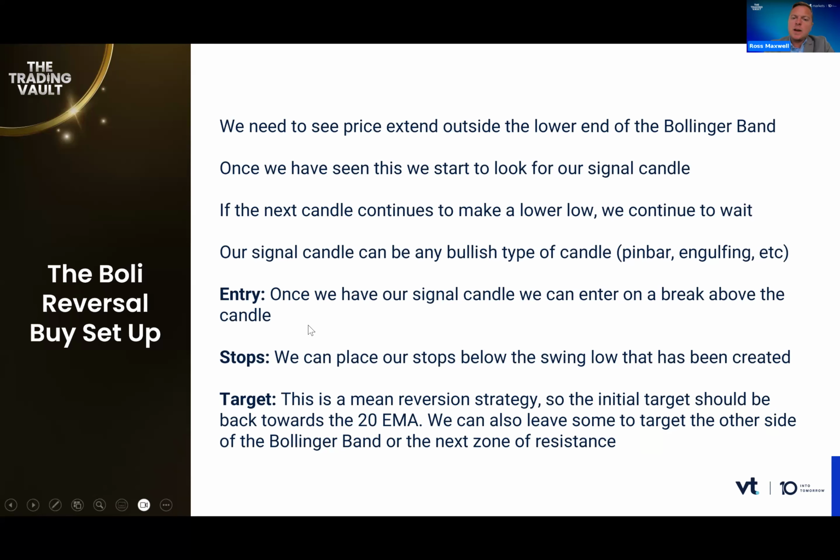So the stop is, we place a stop below the swing low that has been created by that move. And our target, because this is a mean reversion strategy, the initial target should be back towards the 20 EMA or the mid-Bollinger Band line, which is effectively the same thing. And we can also leave some to target the other side of the Bollinger Band or the next zone of resistance. Okay, so we're looking for an initial target of the mid-Bolly, then to the upper Bollinger Band, or potentially to the next zone of resistance.